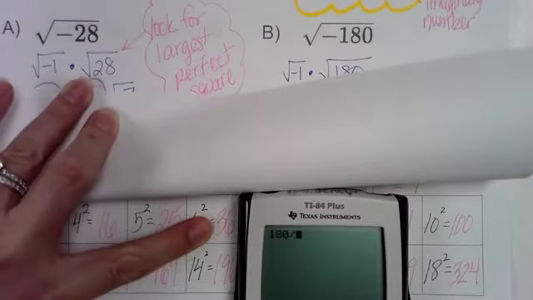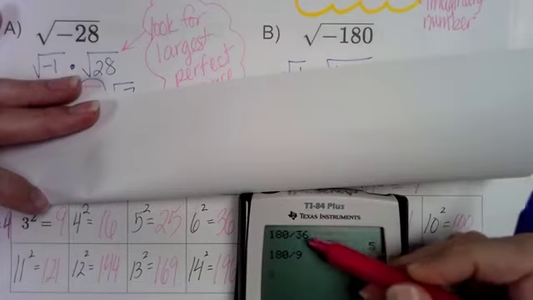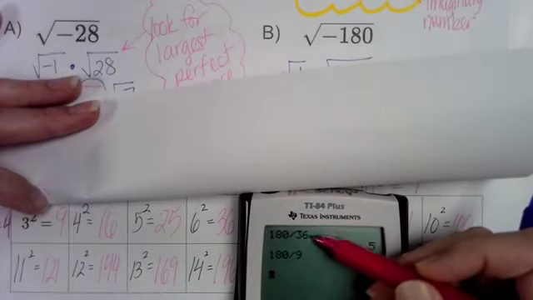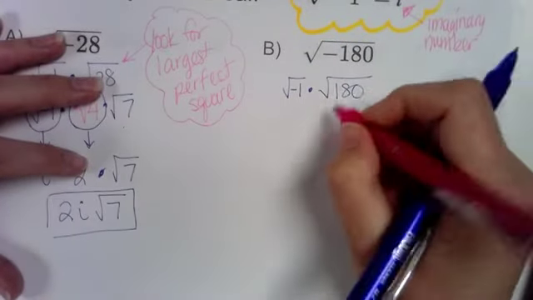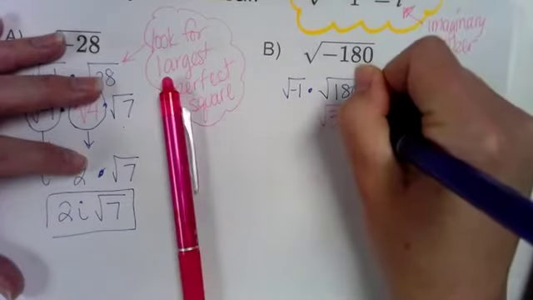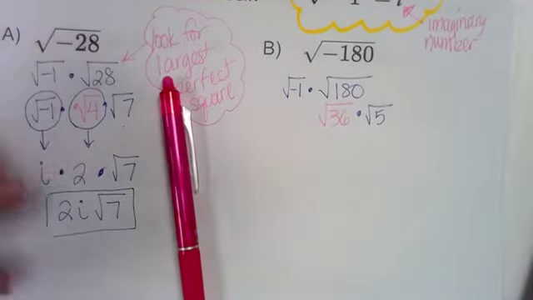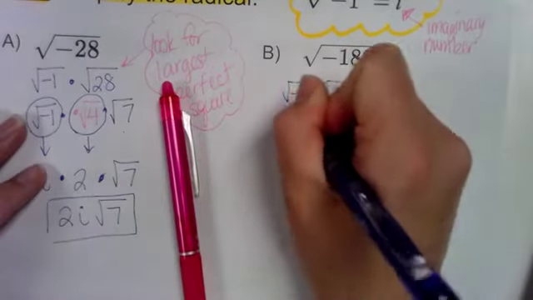Is it divisible by 36? Oh, look at that. It is. It was also divisible by 9. But which one would I choose? They both divide evenly. 36. I want the biggest perfect square that I can find. And so 36 is the biggest perfect square. That's the one I'm going to use. So 180 breaks apart into the square root of 36 times the square root of 5. 36 times 5 is 180. I still have that square root of -1 out in front.